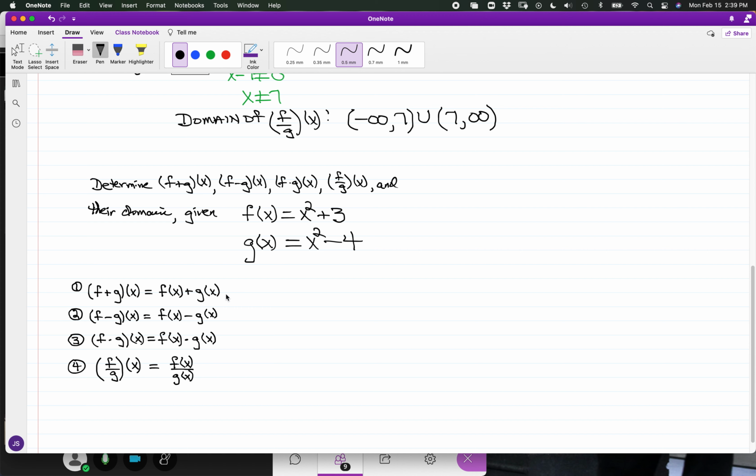Looking at the sum of the functions, we have f plus g of x, which is f of x plus g of x. So f of x is x squared plus 3, and g of x is x squared minus 4.